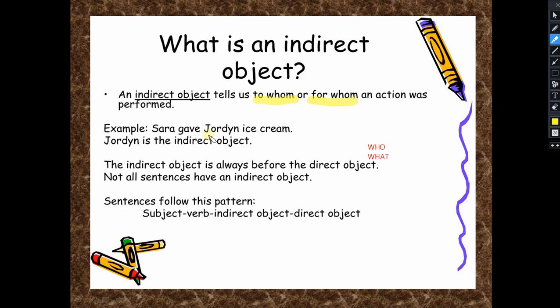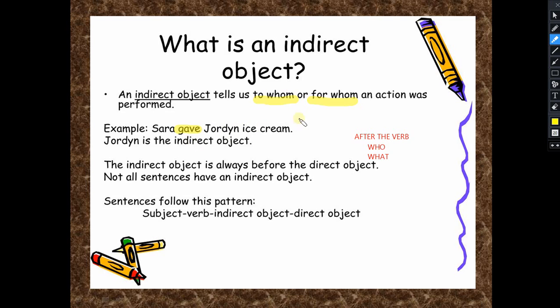Now see the example of how to identify. Don't forget, you will get the object after the verb. So when will you get the object? That is after the verb. Now just see, Sarah gave Jordan ice cream. As soon as you get the question, first of all you have to identify the verb. So what is the verb here? Yes, the verb is gave.